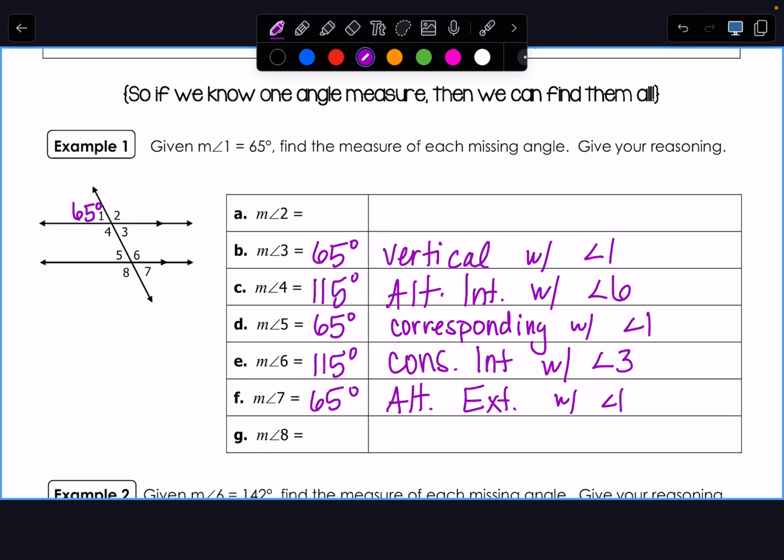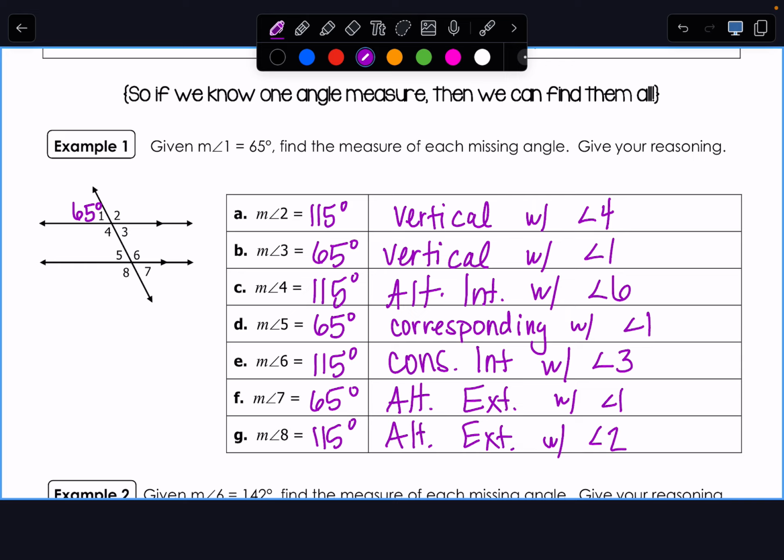Okay. Now, I know you know what 2 and 8 are, all right? I'm going to go to angle 2. We can do a lot of different things. We know it's 115 degrees. What do you want our reason to be? Okay, it's vertical with 4. I like that. And then if I know angle 2, I know angle 8 is the same because they are alternate exterior angles. Okay.